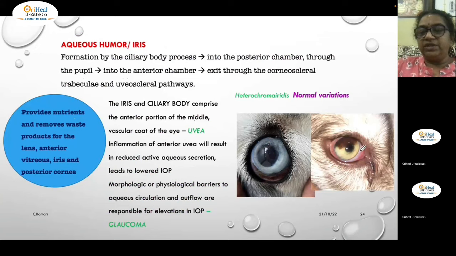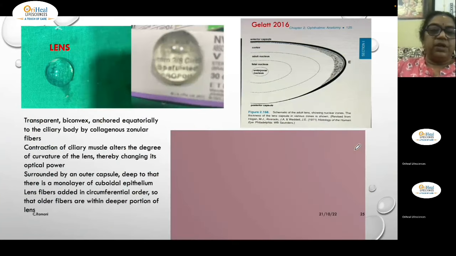Here you can see some normal variations, that is the heterochromia iridis. The whole iris is depigmented. Here you can see a partial pigmentation of the area, but these areas are not pigmented. Now comes the lens. The lens is a biconvex, very transparent structure, and I just kept the lens on a piece of paper.